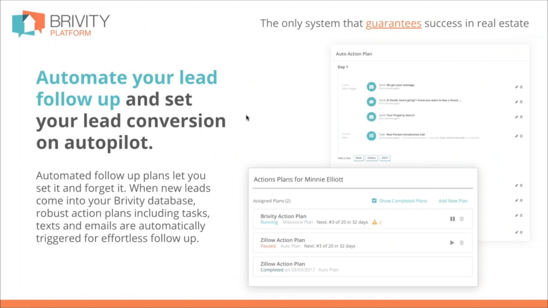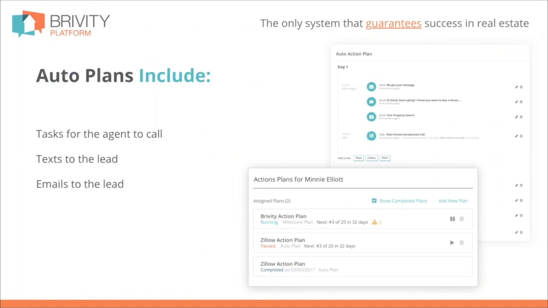All right, so we've got these auto plans. Let me talk to you for a second just about the concept of an auto plan. What it's going to do is trigger automatically, and it's going to include things like tasks for the agent to call or to send a piece of physical mail or to go off and try to find that person on Facebook. We're going to have a series of tasks that an agent's going to accomplish.